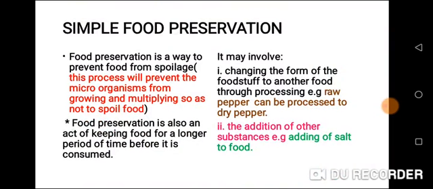It may involve 1. Changing the form of the foodstuff to another food through processing. For example, raw pepper can be processed to dry pepper. 2. The addition of other substances. For example, adding of salt to food.